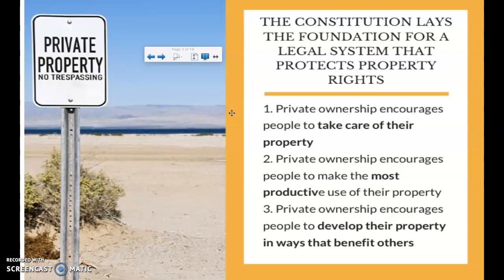So it's in the best interest of an owner to use the property in a way that's based on their needs. A farm has an incentive to plant crops to make the best use of the local soil and the climate. And then the third incentive is private ownership encourages people to develop property in ways that benefit others.